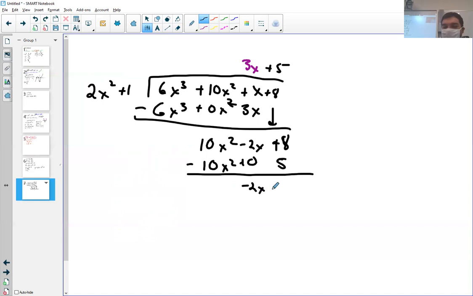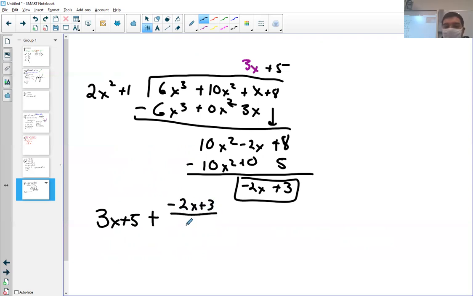Plus 3, yes. That would be your remainder. So your final answer is 3x plus 5 plus, or I guess, no, plus. No, because then you have to take a negative out of everything. So it just makes it easier to write this.